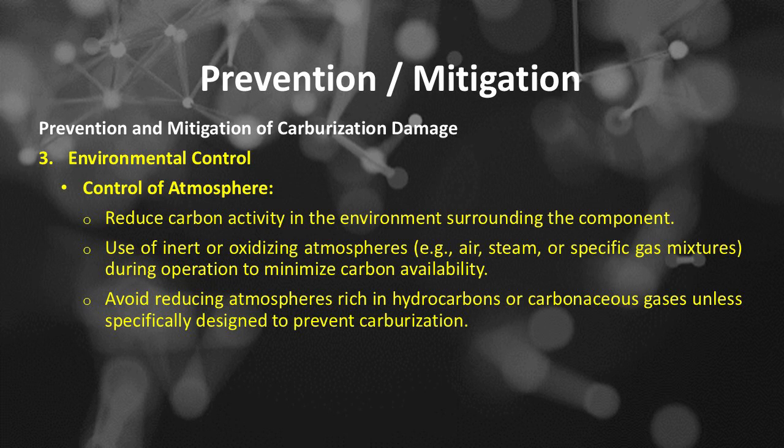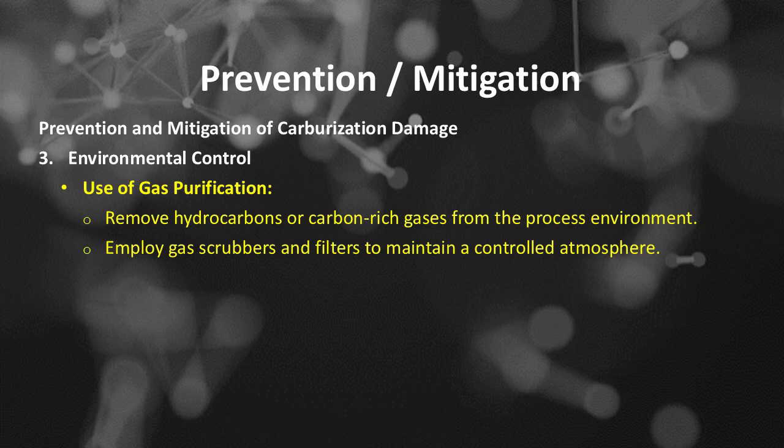Number 3 of prevention and mitigation of carburization damage is environmental control. Control of atmosphere: reduce carbon activity in the environment surrounding the component. Use inert or oxidizing atmospheres such as air, steam, or specific gas mixtures during operation to minimize carbon availability. Avoid reducing atmospheres rich in hydrocarbons or carbonaceous gases unless specifically designed to prevent carburization. Use gas purification to remove hydrocarbons or carbon-rich gases from the process environment. Employ gas scrubbers and filters to maintain a controlled atmosphere.